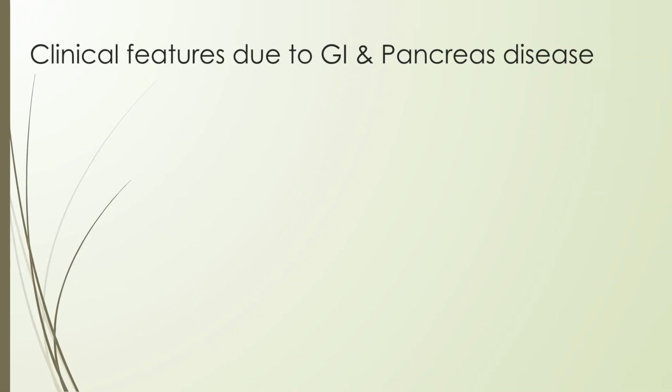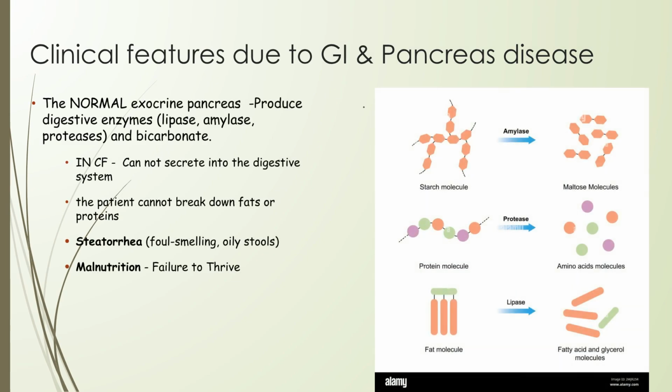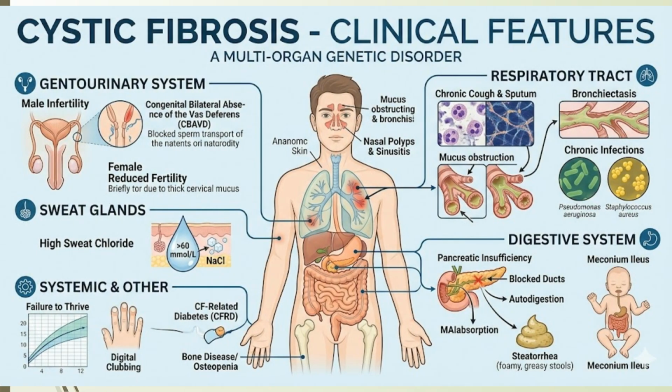Clinical features from GI and pancreas disease include the inability to secrete digestive enzymes, which prevents the breakdown of fats and proteins. This results in steatorrhea, or foul-smelling, oily stools, and malnutrition leading to failure to thrive. Cystic fibrosis is a multi-organ genetic disorder with various clinical features affecting the respiratory, digestive, genitourinary, and other systemic function.